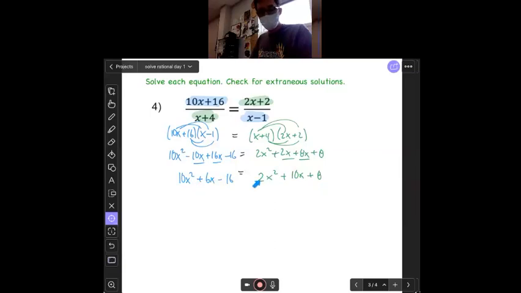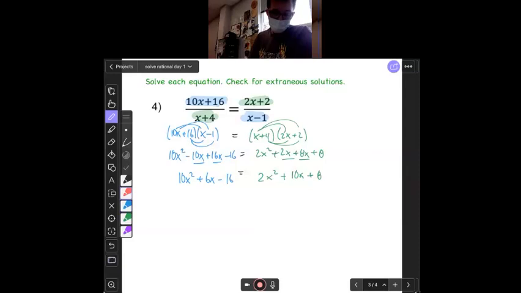So one side needs to be 0. Always try to keep that x squared term positive. Okay, you want that to stay positive, so move things towards this, not towards this. So I'm going to move everything to the left this time. Subtracting 2x, subtracting 10x, subtracting 8. 8x squared minus 4x minus 24.